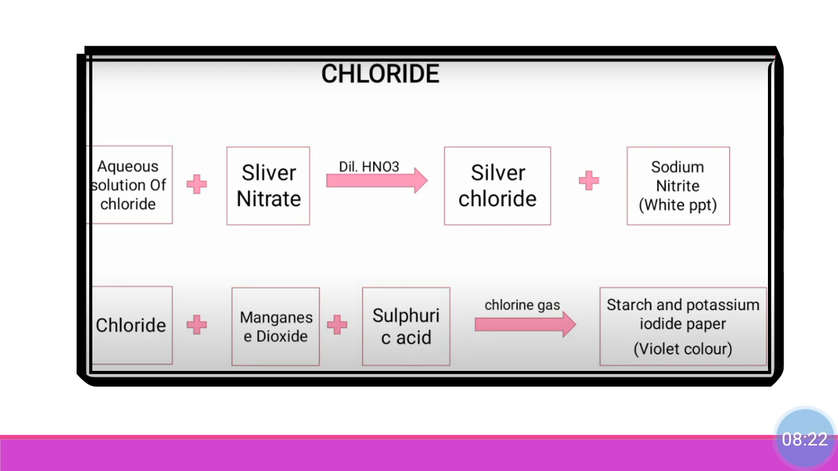And it reacts with manganese dioxide and sulfuric acid. When chlorine gas is passed over the starch and potassium iodide paper, that paper turns violet in color. So this is the test for chloride. So these are the anions we are seeing.